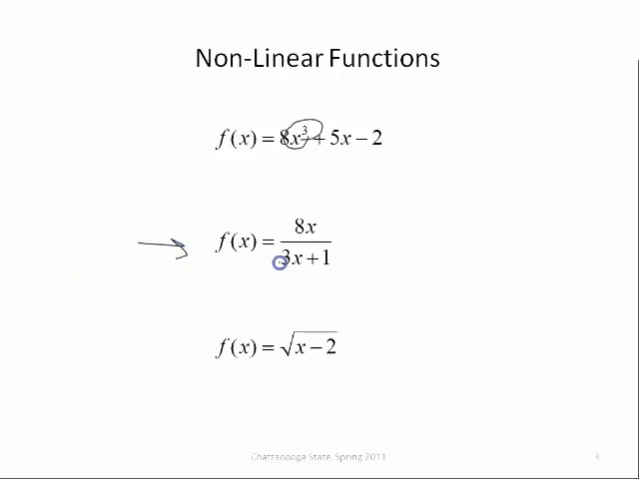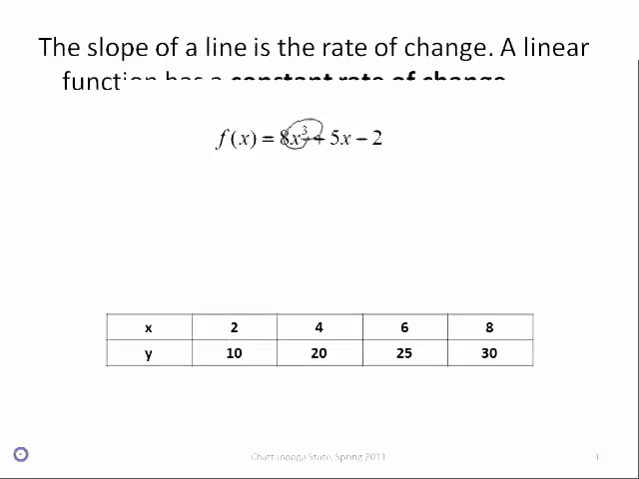The second function is not a linear function because we have the x in the denominator. This is actually considered a rational function. The third example here is not a linear function because it's a square root function. So none of those are linear functions. None of them would have a graph that would be a straight line.